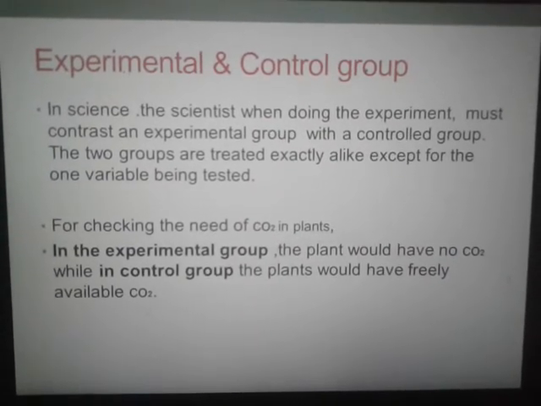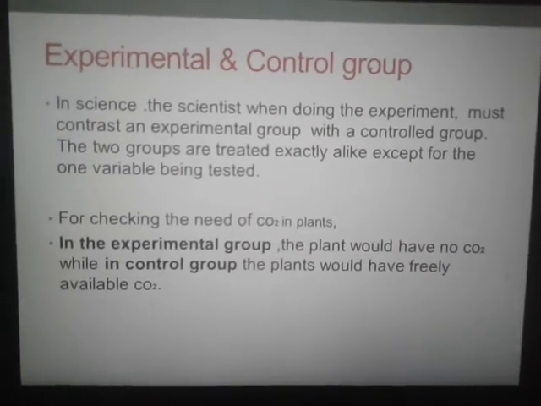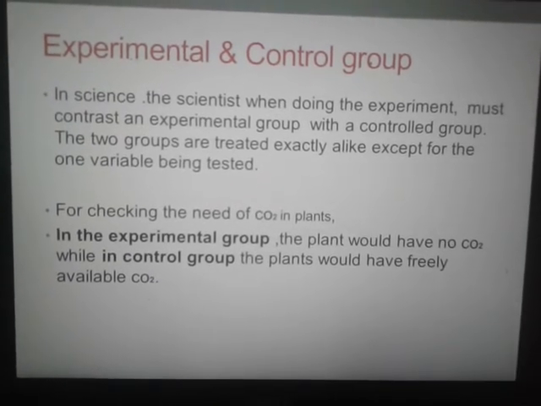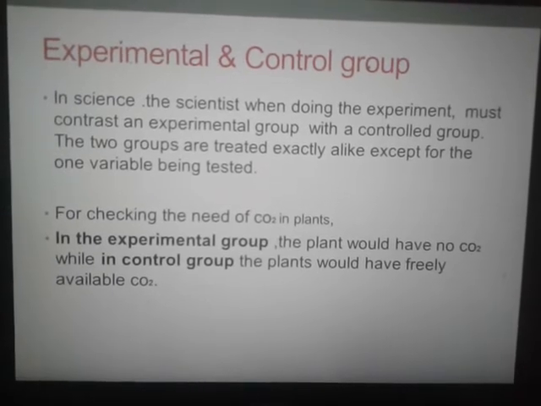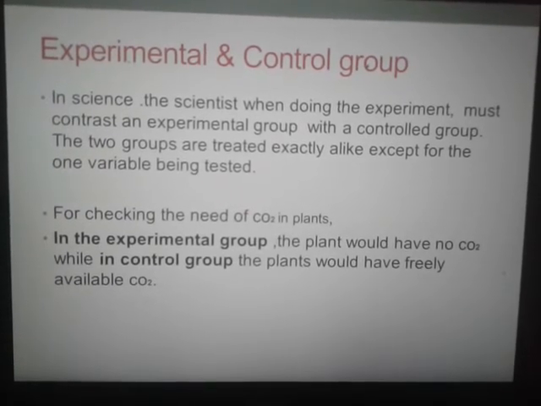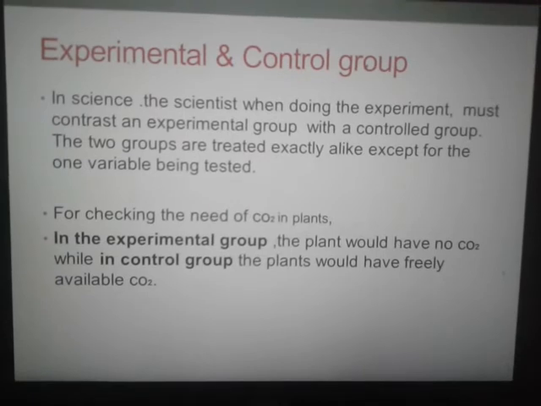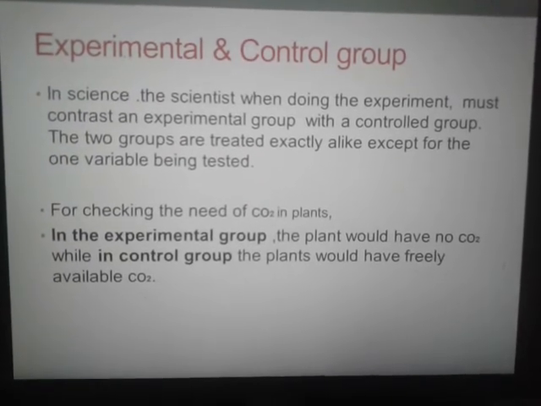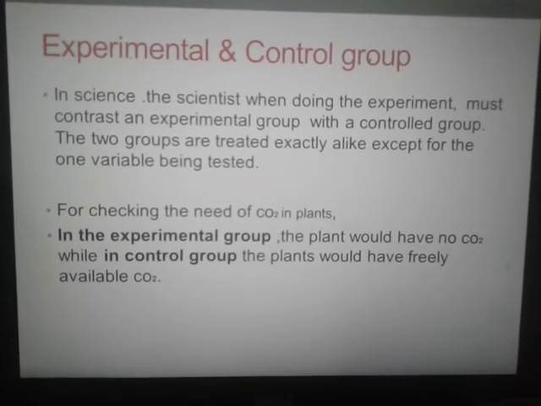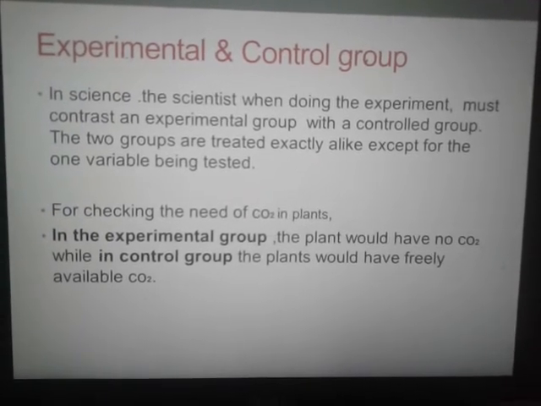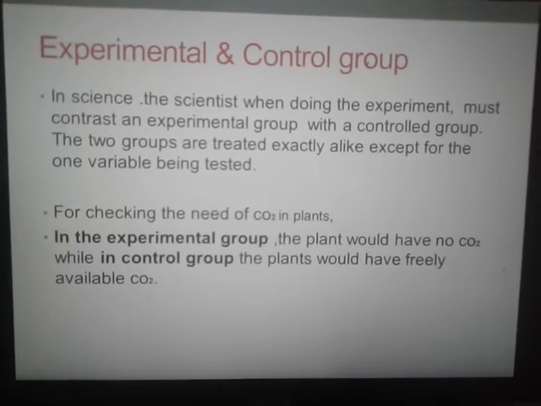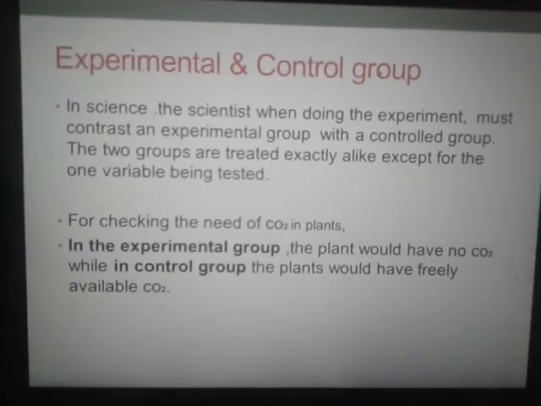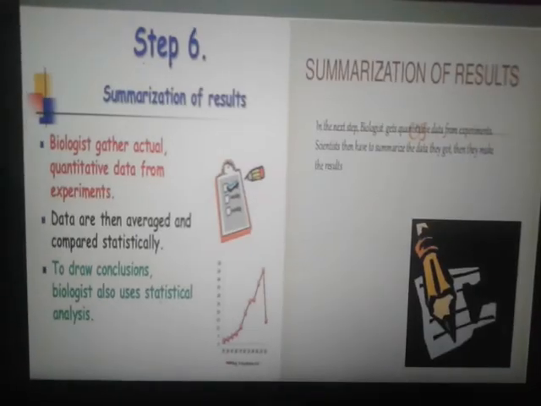Experimental and control group. In science, the scientist, when doing an experiment, must contrast an experimental group with a control group. The two groups are treated exactly alike except for the one variable being tested. For checking the need of carbon dioxide in plants, in the experimental group, the plants would have no carbon dioxide, while in the control group, the plants would have freely available carbon dioxide.